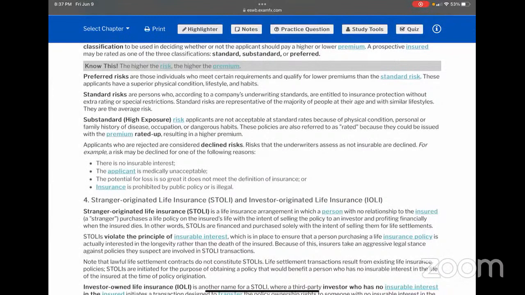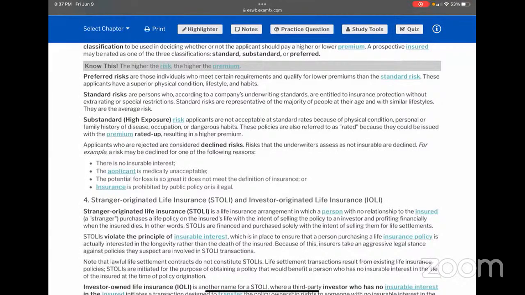Then you got the substandard high exposure risk. These are applicants that are not acceptable at standard rates because of physical condition, personal or family history of disease, occupation, or dangerous habits. So these policies are referred to as rated. They're also known as rated with a higher policy. So the premium is rated up. That's a good way to think about it. Rated up. If you get a policy that's rated up, that means it's got a higher premium.